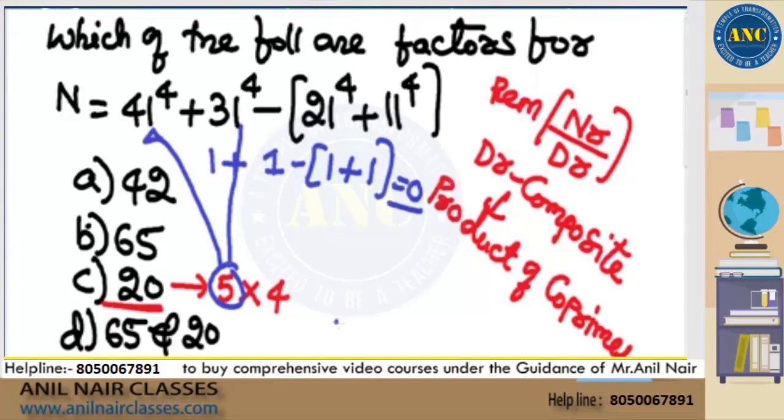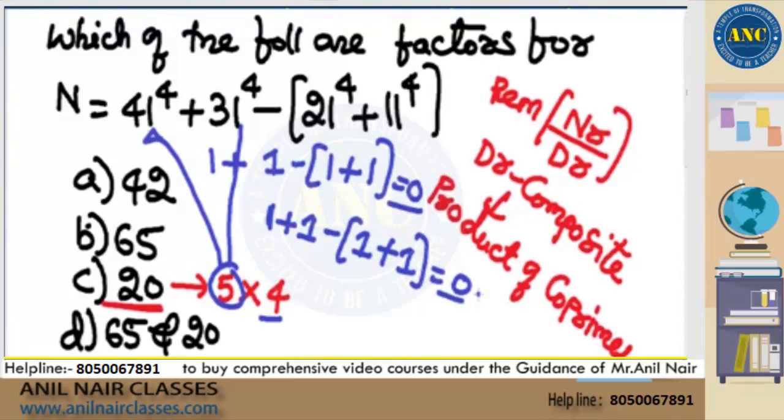Next, if it is divisible by 4: 4 10s are 41. 4 8s are 32, minus 1. Minus 1 power even is 1. 4 5s are 21. 4 3s are 12, 1. 2 minus 2, 0. 0 means remainder 0. 2 is a factor of 6.